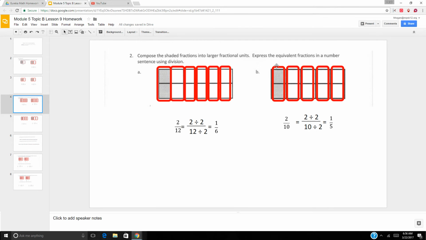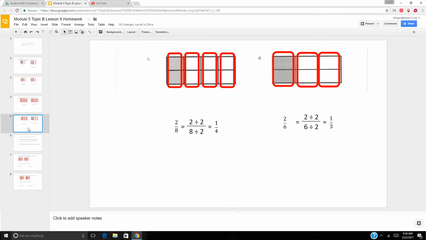2/10. Again, I'm going to compose it into groups of 2. 1, 2, 3, 4, 5. So 1/5. So 2 divided by 2 is 1, and 10 divided by 2 is 5. So 1/5. So 2/10 equals 1/5. The same thing here. We have 1, 2, 3, 4, 5, 6, 7, 8. So we have 2/8. Again, I'm going to compose it into groups of 2. So 2 divided by 2 is 1. 8 divided by 2 is 4. And there are 4 sections, and 1 is shaded in.